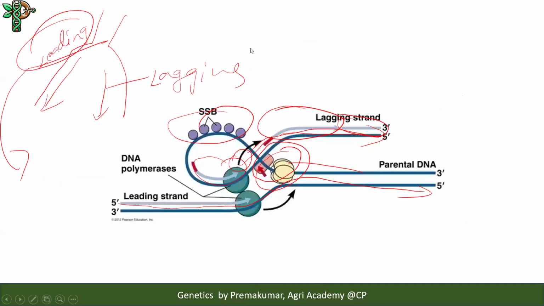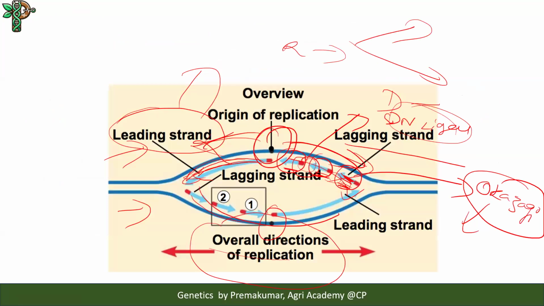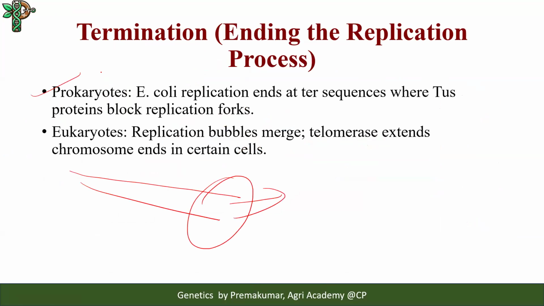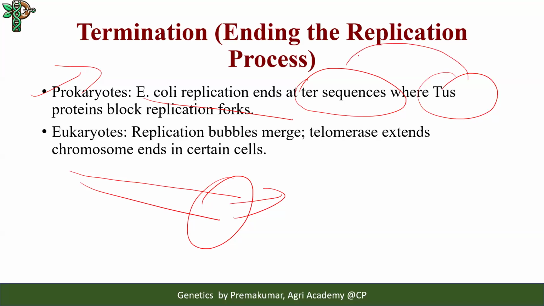Then elongation simply means that after primase adds 3' OH, nucleotides are continuously added to it, and there is a formation of phosphodiester bonds, then your leading chain will form. But somewhere it has to stop. Your chain has grown, but somewhere it has to stop. How does it occur? In prokaryotes, E. coli replication ends at TER sequences. And Tus proteins will come and bind to these TER sequences and the replication fork will stop.